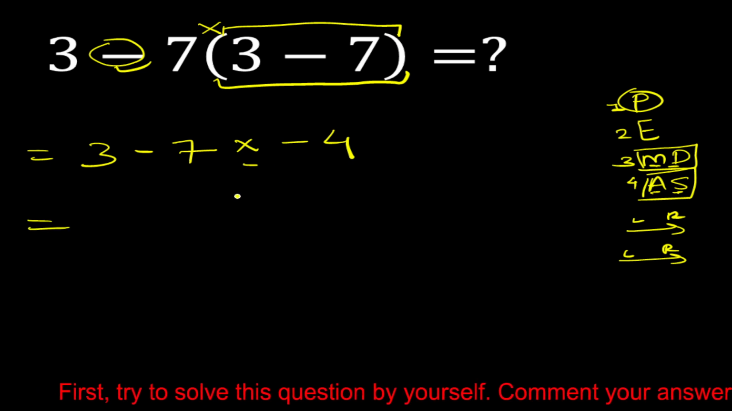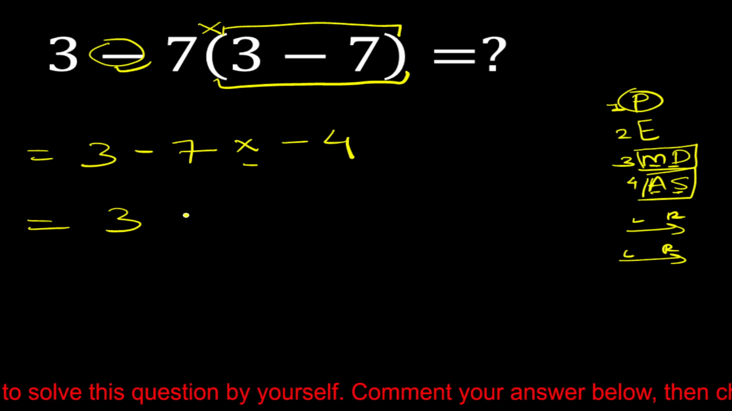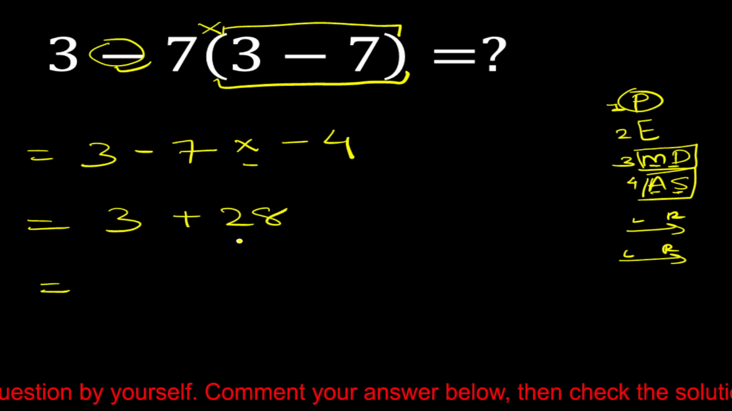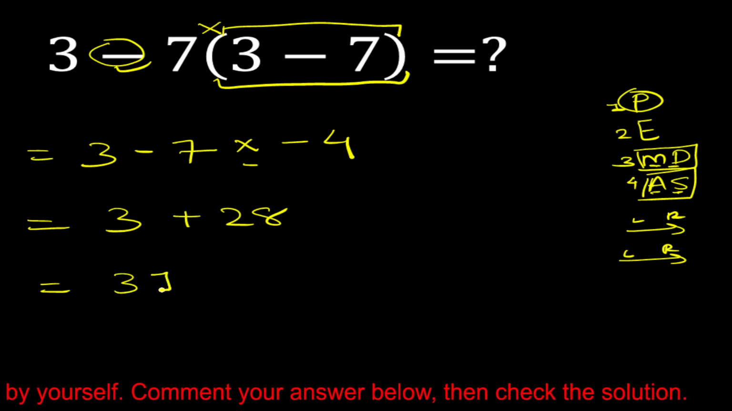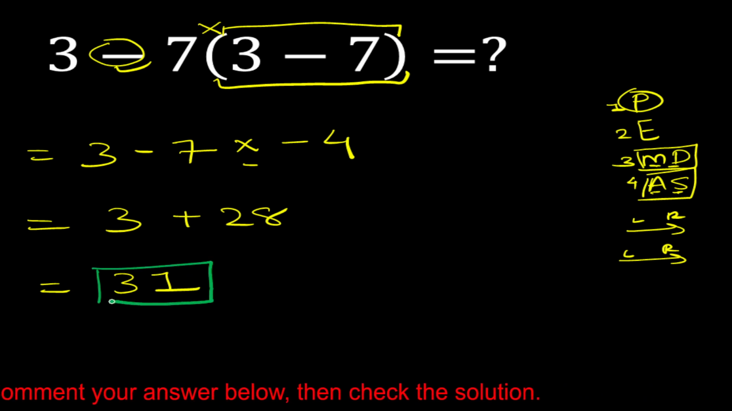Now first we have to solve this multiplication. So 3, now minus 7 multiply minus 4 is equal to plus 28. Now 3 plus 28 is equal to 31. So the correct answer is 31.